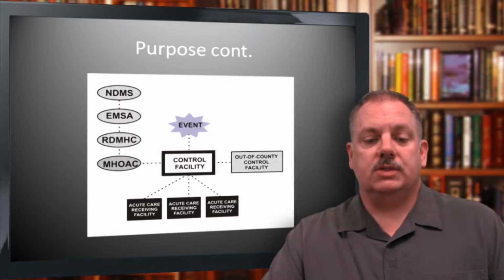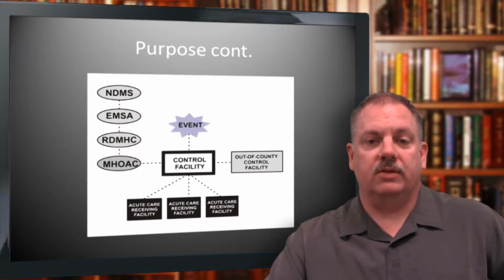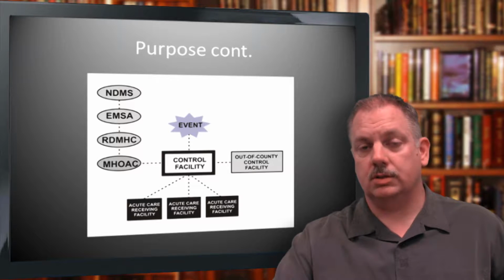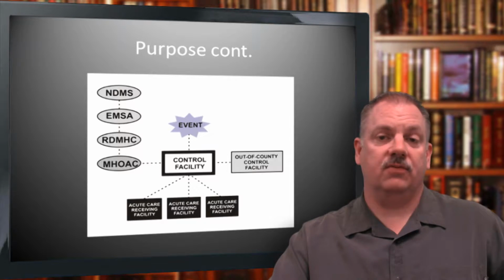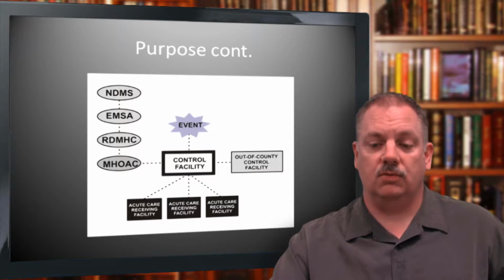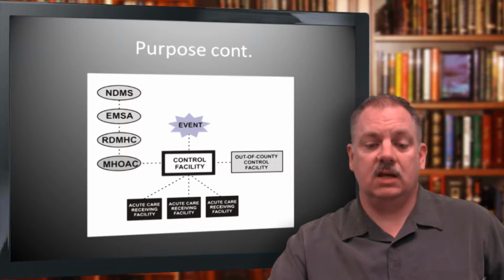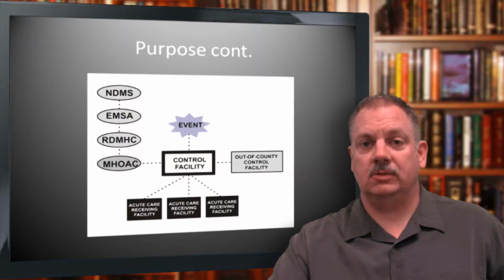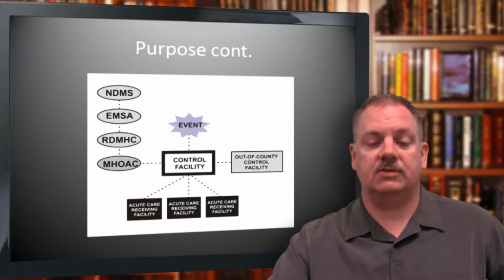This slide here shows a little bit of what happens, or the flow of an MCI. You have your event, which is reported to the control facility by means of either saying an MCI Alert or confirming the MCI or canceling it. All those should be going through the control facility. The control facility then contacts the acute care receiving facilities, as listed here in this flow chart. There are other notifications that are simultaneously going on, and that's through the MOOC, the RDMHS, EMSA, and disaster management systems.